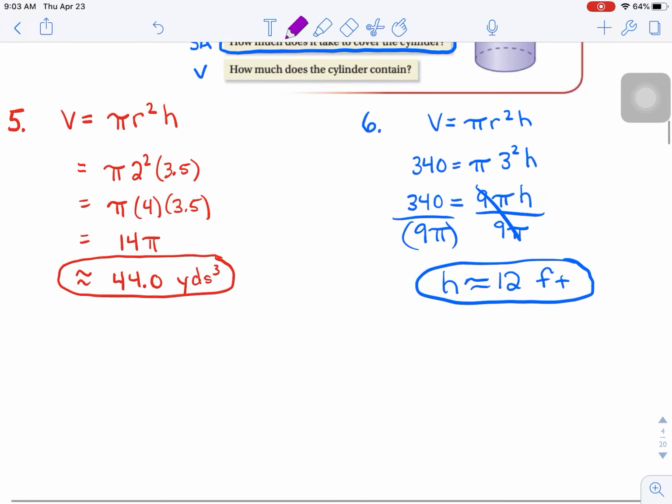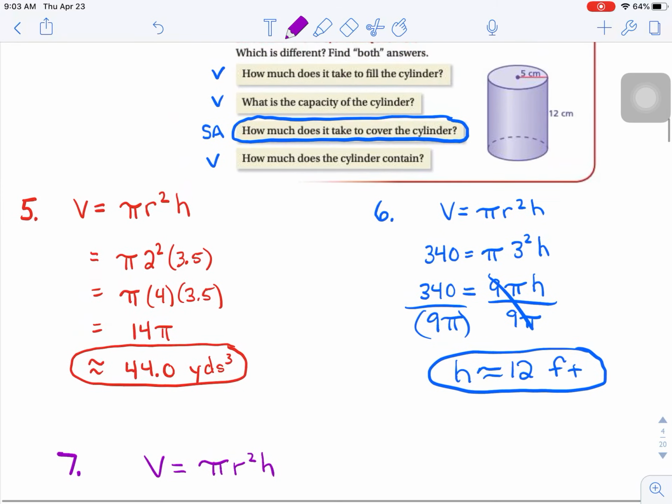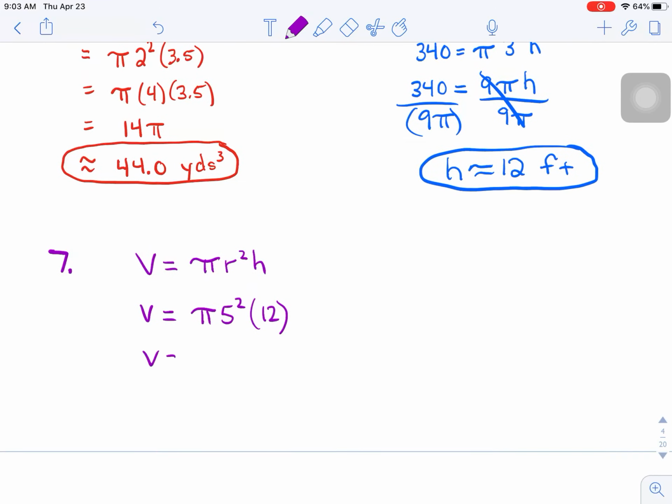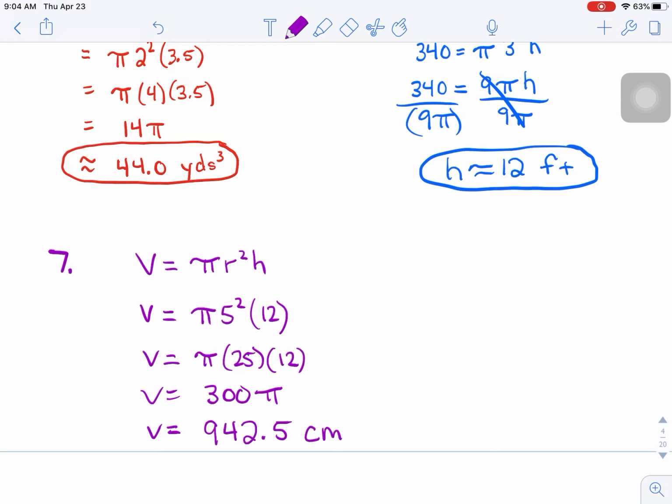So if I was finding both answers there, for 7, the volume of the cylinder is pi r squared h, and they gave us a radius of 5 and a height of 12. 25 times 12 is 300, which this would end up being 942.5, and that was in centimeters.